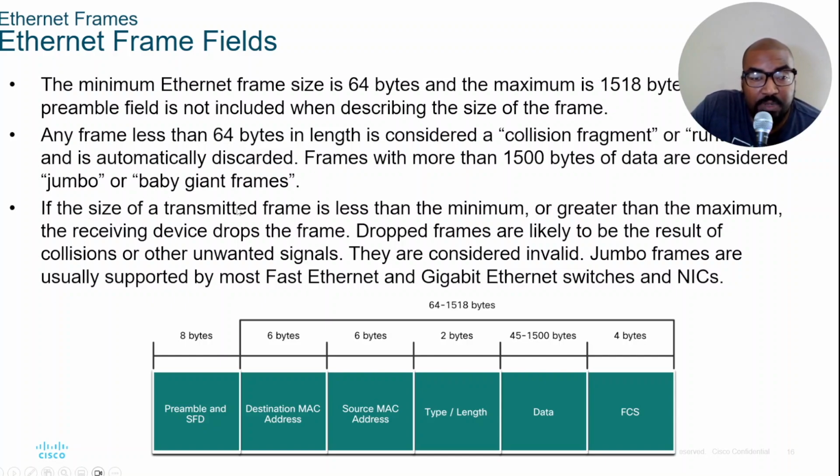If the size of the transmitted frame is less than the minimum or greater than the maximum, the receiving device drops the frame. Dropped frames are likely to be the result of collisions or other unwanted signals. So if there are any other issues, the information is not going to get there like it needs to.